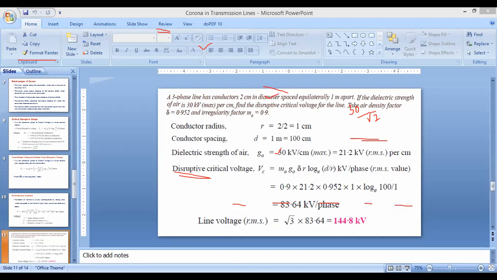In the calculator, log base e you can take as Ln. On simplifying, we get 83.64 kilovolt per phase.